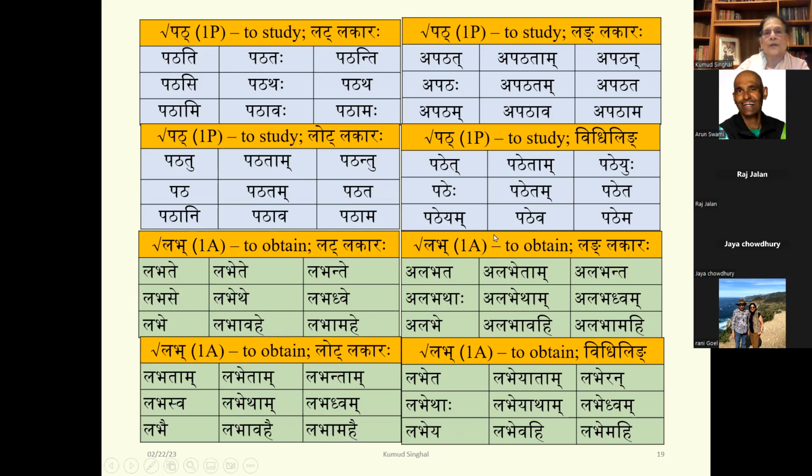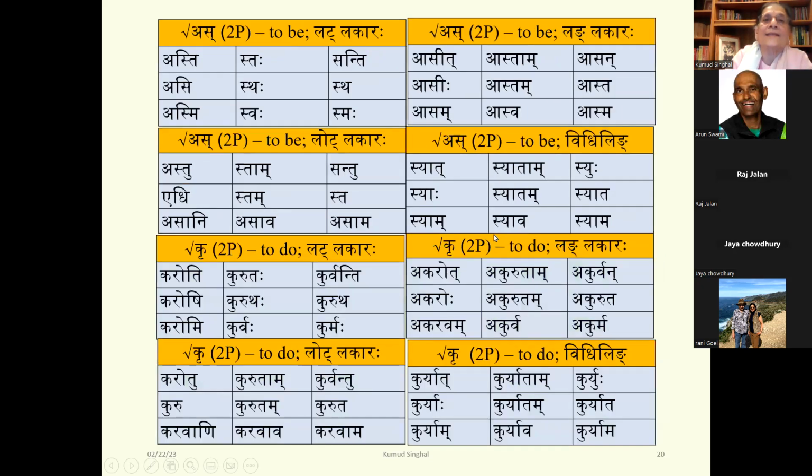They should, and since as and kra are used very often, I have also prepared this sheet for you. So you have lat, lang, lot, vidhiling, and here I have only given the parasmaipada forms. I haven't given the atmanepada forms.